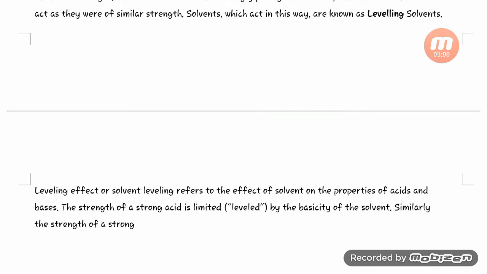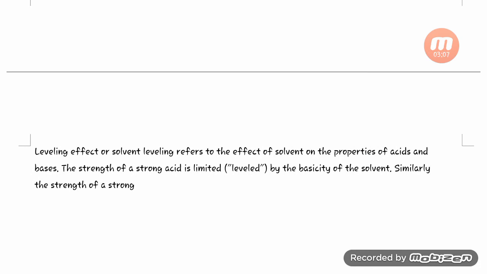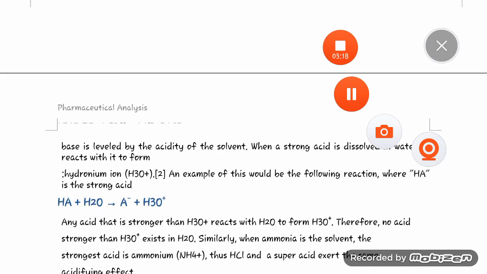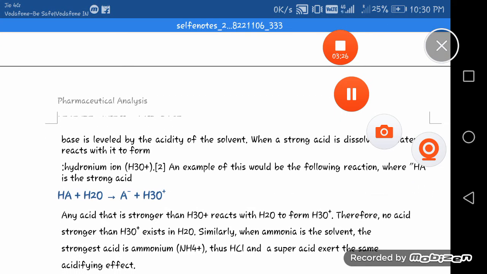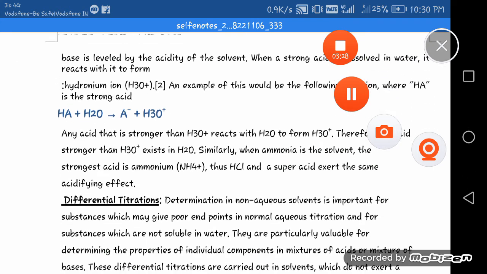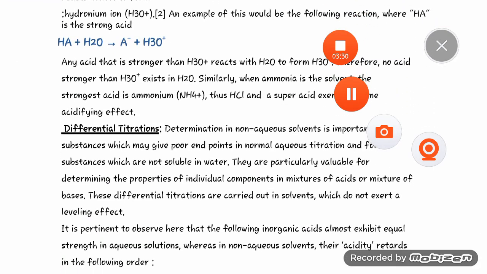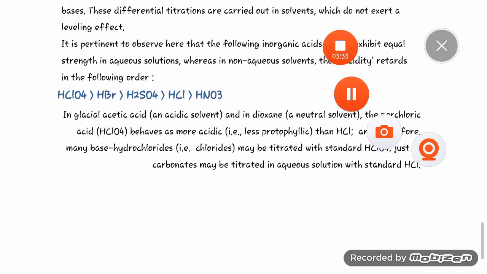Leveling effect of solvent refers to the effect of solvent on the properties of acid and base. The strength of a strong acid is limited by the basicity of the solvent. Similarly, the strength of a strong base is limited by the acidity of the solvent. When a strong acid is dissolved in water, it reacts with it to form hydronium. So you can see here and check different solvents.